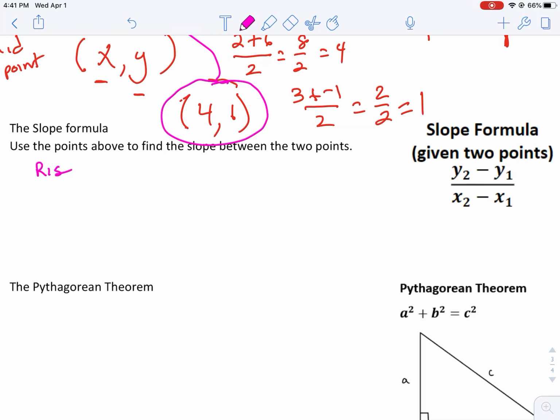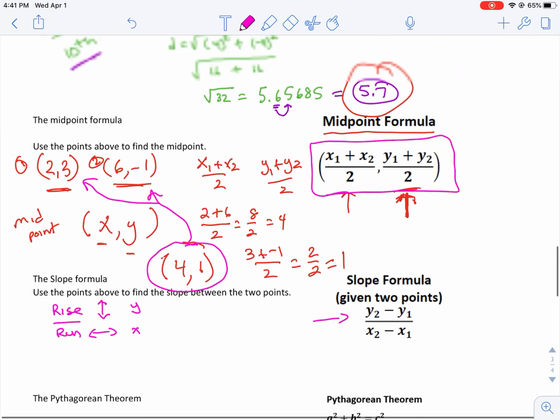Remember that slope, that's just the rise over the run, okay? And the rise is how far up and down. The run is how far left and right. So the up and down is the y values, and the left and right is the x values. To find the slope given 2 points, we just take the y of the second point minus y of the first. That's our top number, our numerator. And then our x of the second point minus x of the first point. That's our bottom number, our denominator, and we have a fraction, and we reduce it, okay?